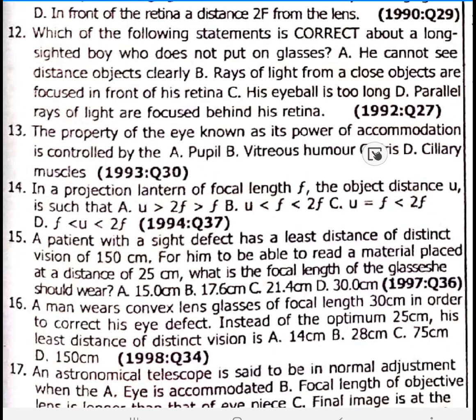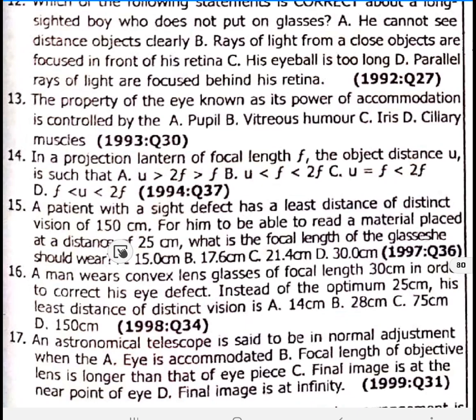13. The property of the eye known as its power of accommodation is controlled by the ciliary muscles, option D. 14. In a projection lantern of focal length f, the object distance u is such that f is less than u, which is less than 2f, option D. Because the object is placed at a point between f and 2f so as to produce a real, enlarged image of the inverted object.